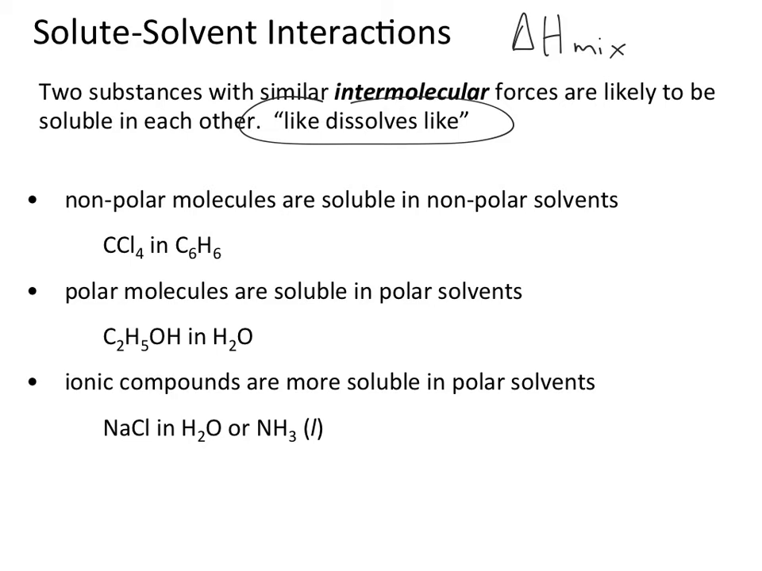So if we just look really quickly, nonpolar molecules are going to be soluble in nonpolar solvents. So carbon tetrachloride and benzene, they'll dissolve into one another. Polar molecules are going to be soluble in polar solvents. So alcohols will dissolve into water. And ionic compounds are going to typically be very soluble in polar solvents.